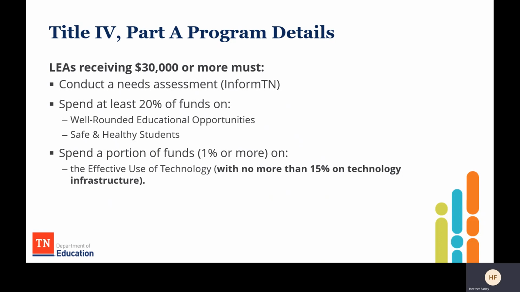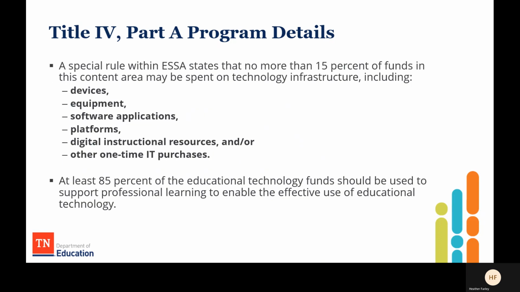Remember, those of you that receive $30,000 or more, you do have to spend at least 20% on well-rounded and 20% on safe and healthy. And of course, spend a portion, which is at least 1% or more, on the effective use of technology, with no more than 15% on infrastructure. Please note, under Title IV, infrastructure includes a lot more than a technology department would normally consider.